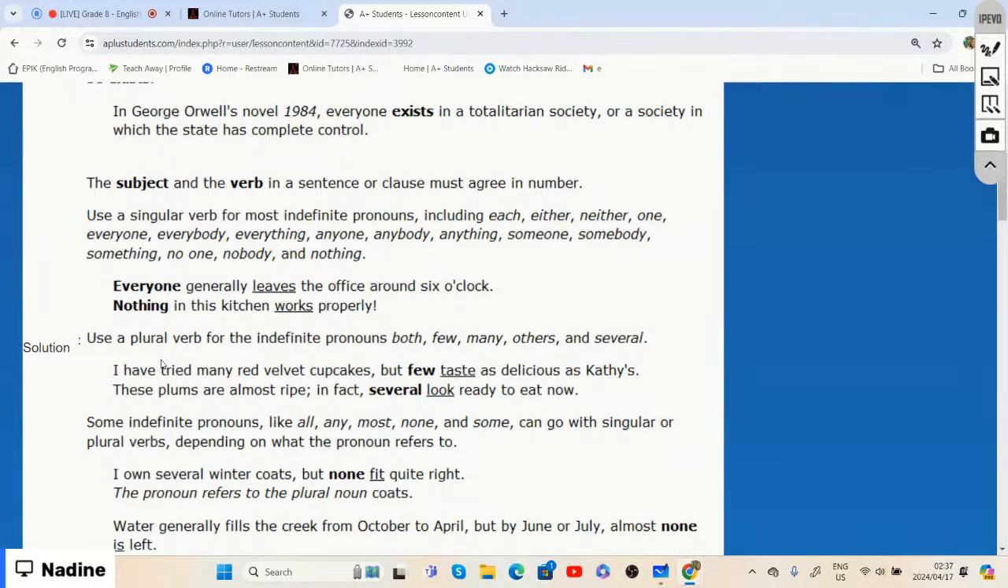All right, so we said that a subject and a verb within a sentence or clause must agree in number. And once again, when we use a singular verb for most indefinite pronouns, then with a singular verb, it ends with an S. And if we use a plural verb, it does not end with an S, and it needs to agree in number.